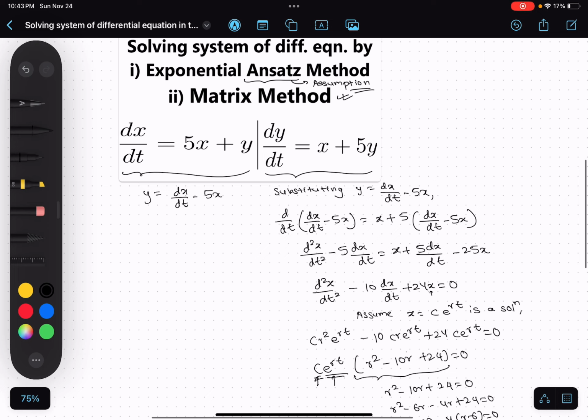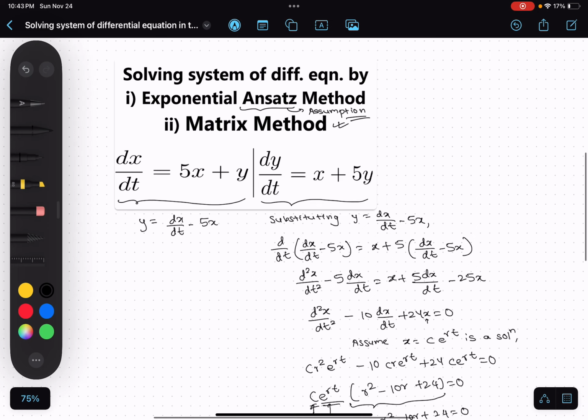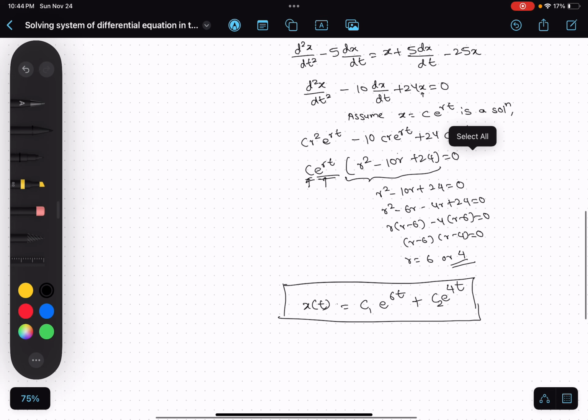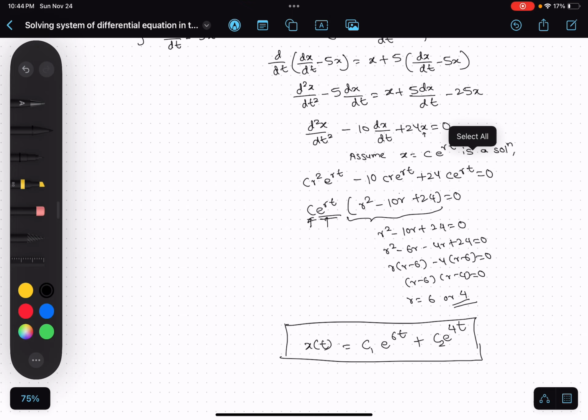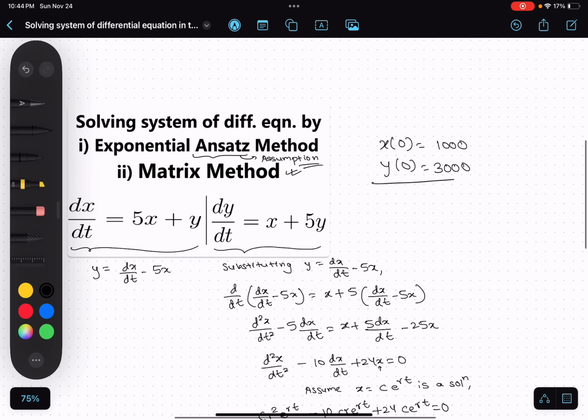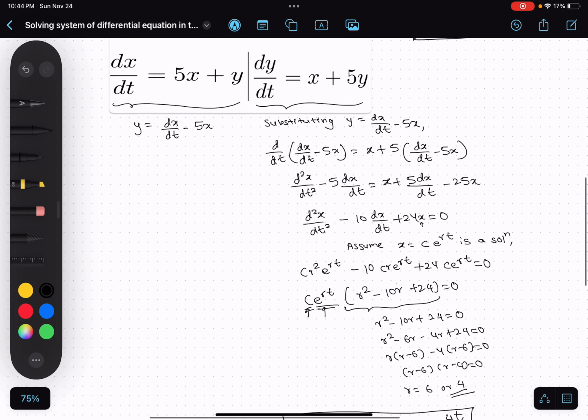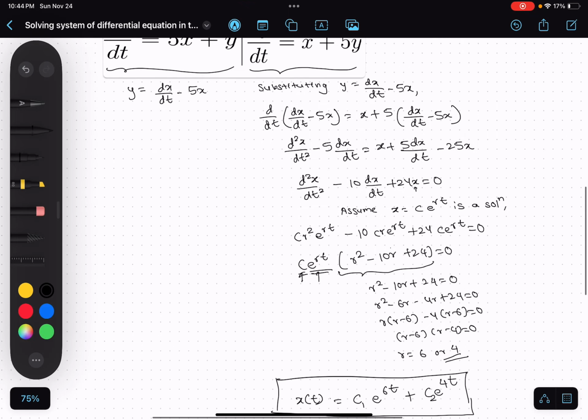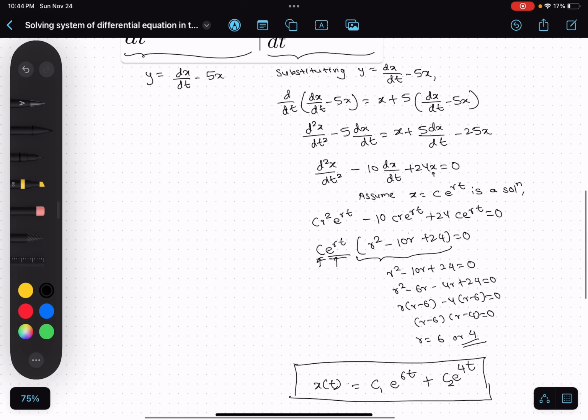I just forgot to mention that in the question it has also been given that x of 0 is 1000 and y of 0 is 3000. If we use this, I will also need the equation of y of t before I try to find c1 and c2 using these initial values, right? And over here these are basically the values of t, because x is a function of t. Now we know that y equals dx by dt minus 5x, so I can use this equation to find y of t.